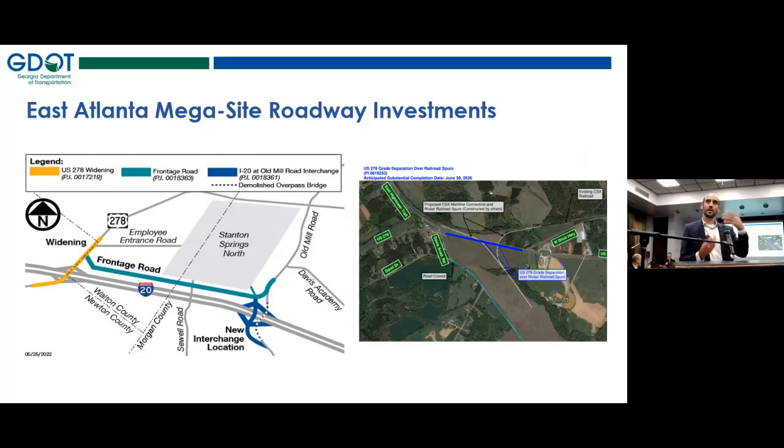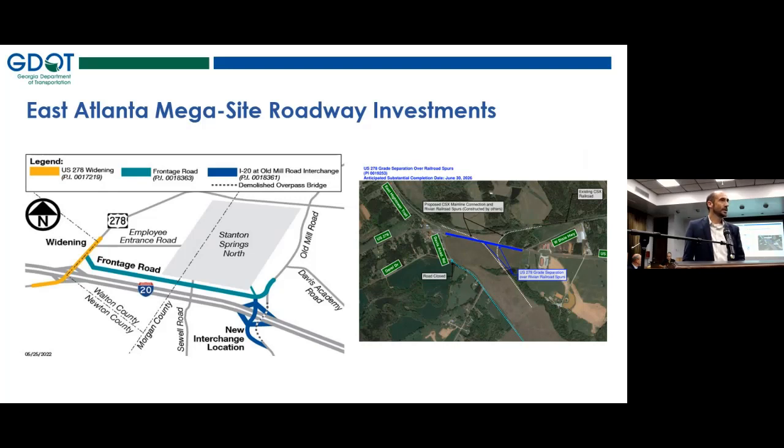The Stanton Springs development borders both the north side and the south side of I-20, with the East Atlanta megasite where Rivian is being located being on the north side. So if you look at the graphic on the left, you can see 3 projects that we are delivering. The first being a widening of US 278 to support traffic flow from I-20, accessing the megasite itself.